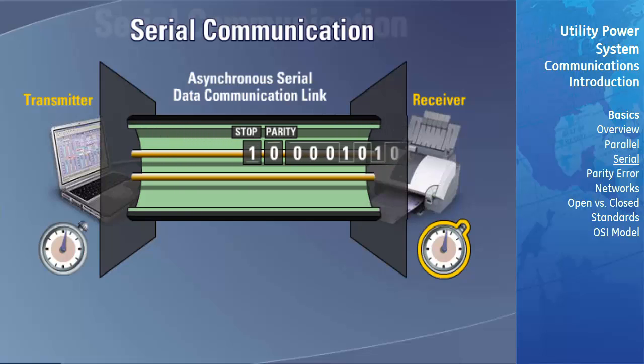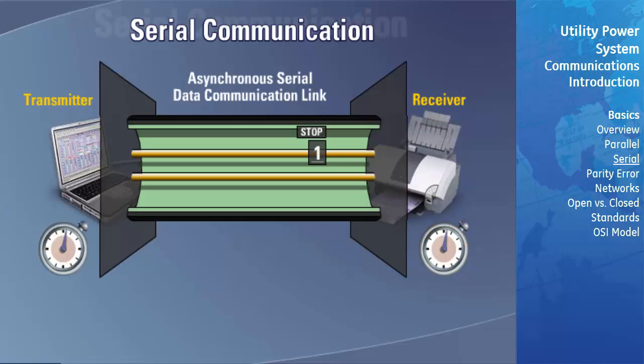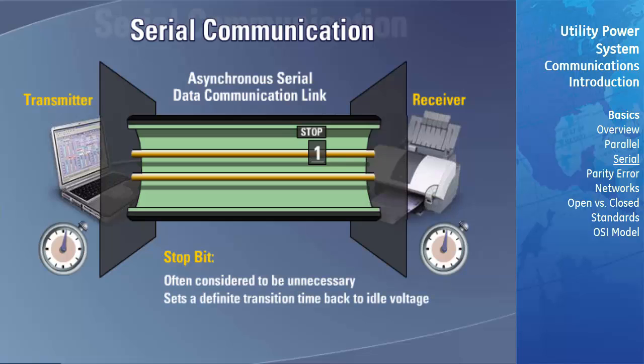After the data bits and parity bit, which we will cover in the next section, a stop bit is transmitted. The stop bit is often considered to be unnecessary because the receiver has been configured to know how many bits are in a character, and therefore already knows that the character is complete. The intent of a stop bit is to set a definite transition time back to the idle voltage, such that the link is ready for the next start bit. During this time, the transmitter's output is usually set to the logic 1 state.